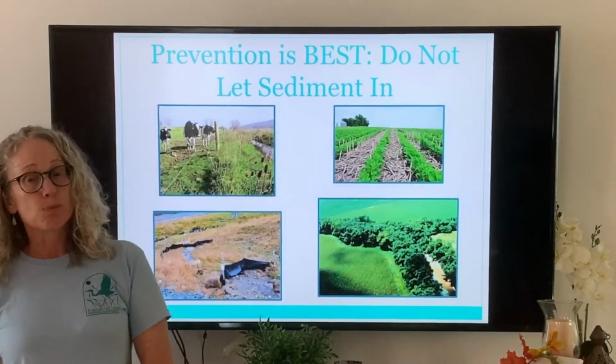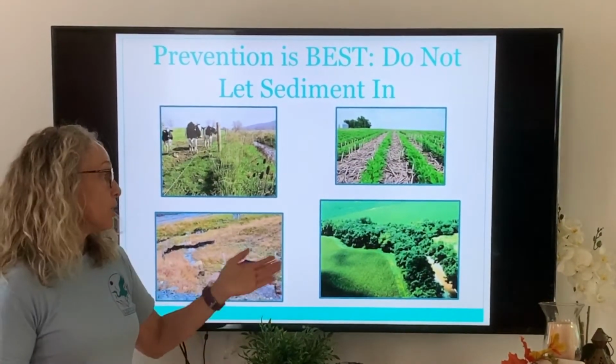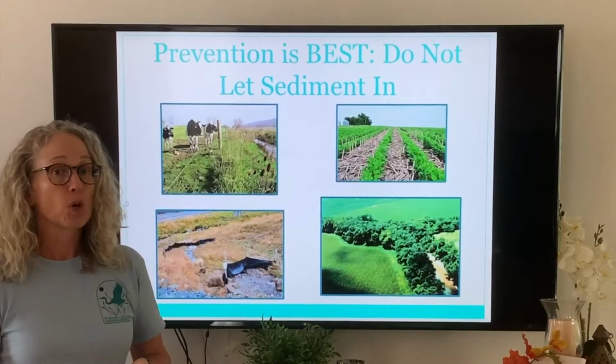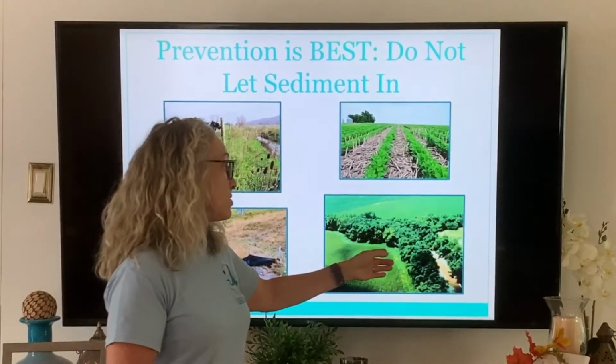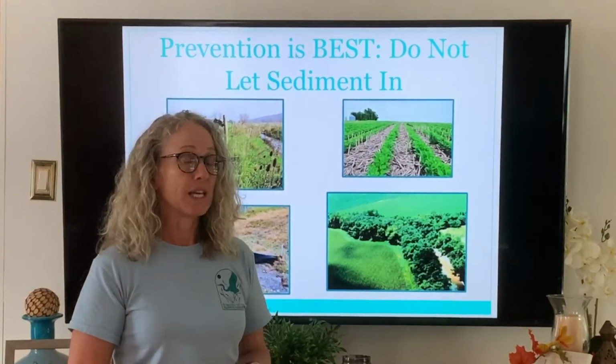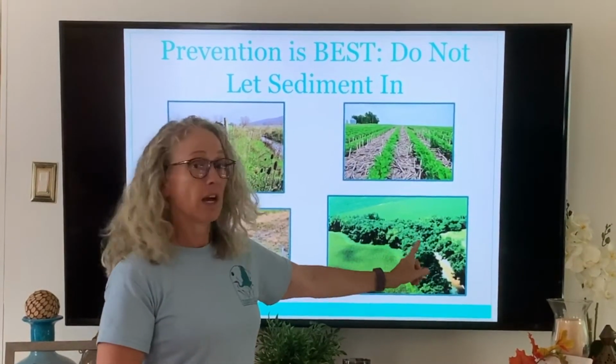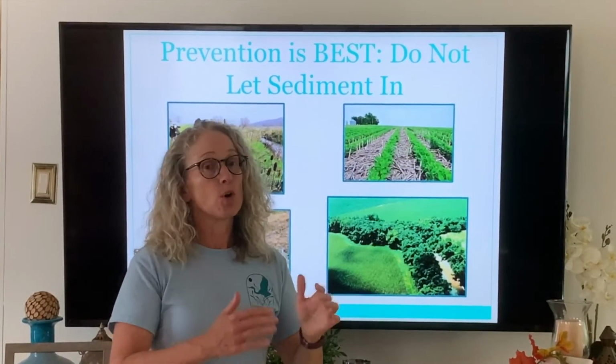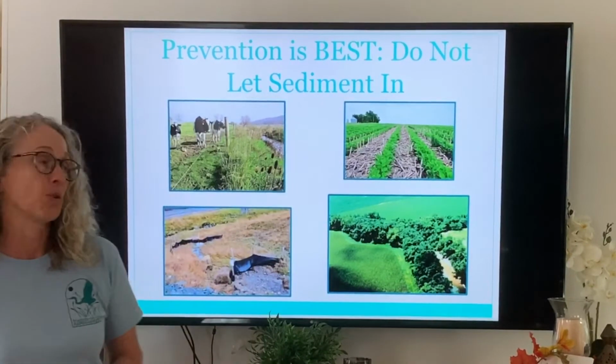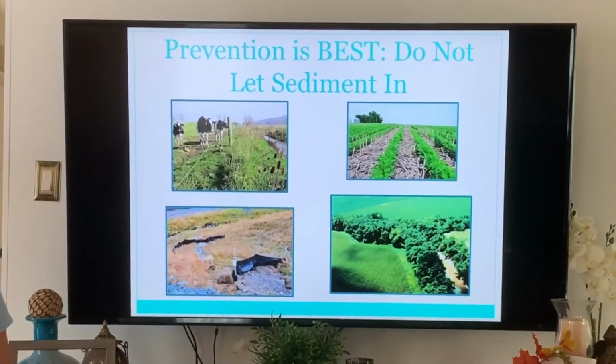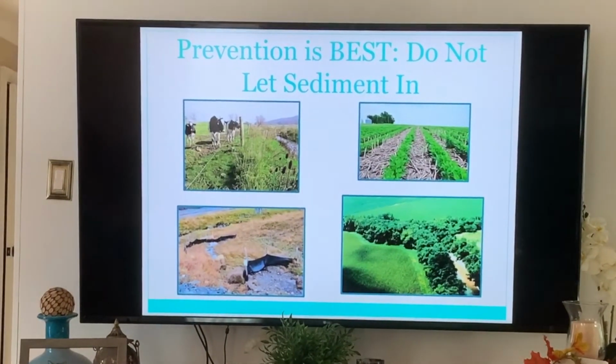The other thing that the tree is providing is shade. Cooler water holds more oxygen. So shade might seem like just a simple thing, and it is, but it's very important for how healthy water is. Cooler water holds more oxygen for all the living things in the water. So those are preventative measures to keep sediment where it belongs.